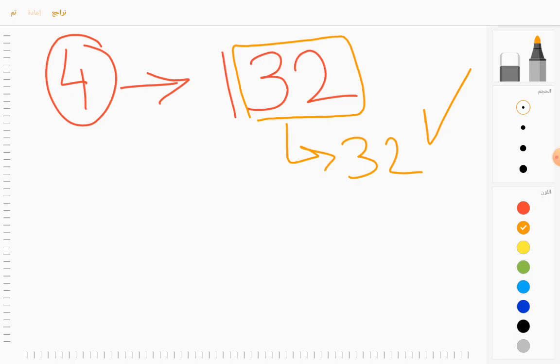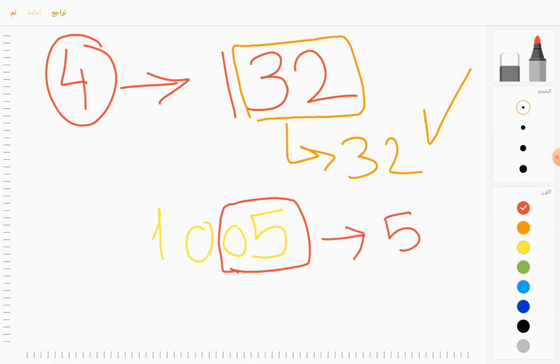Okay, another example. 1005. Check the first 2 digits, 0 and 5, which is 5. Is 5 divisible by 4 or not? It's not divisible by 4. Then the whole number, 1005, is not divisible by 4.